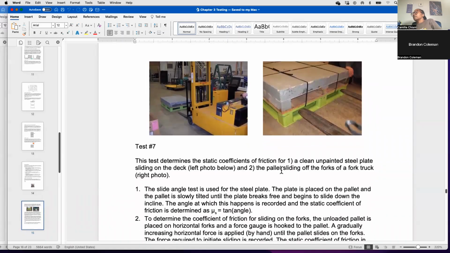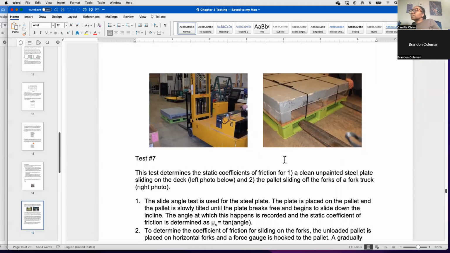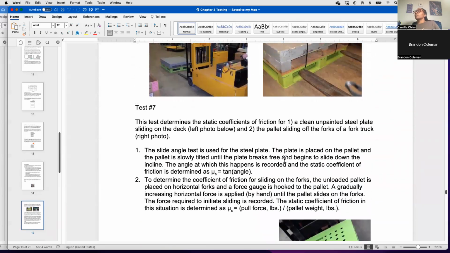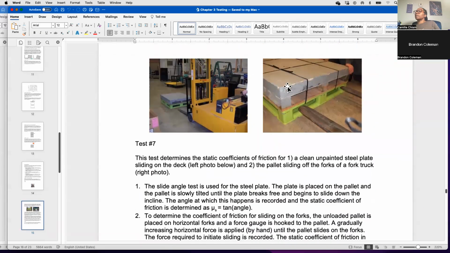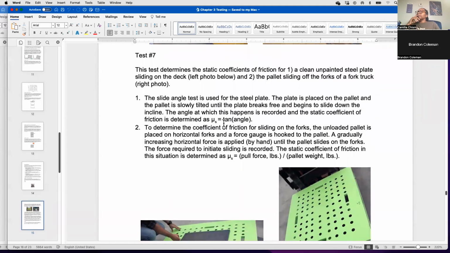Okay, this one is looking at the static coefficients of friction. Actually, I'm sorry, this is the unpainted steel plate. Oh no, here it is. Okay, I'm sorry. So that's the concrete one, and you're trying to see what happens. This one, you want to see what it looks like when the pallet is sliding off the forks.